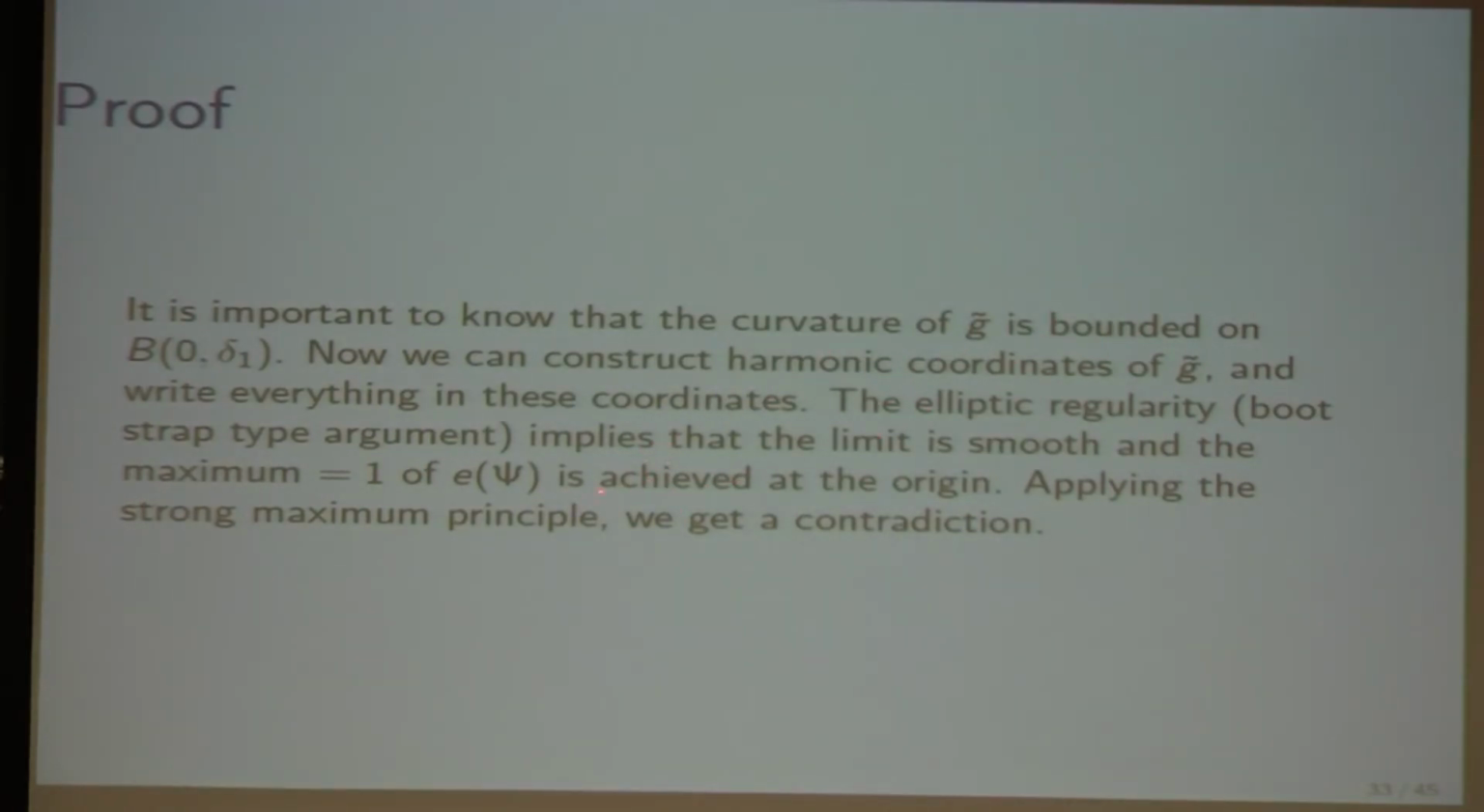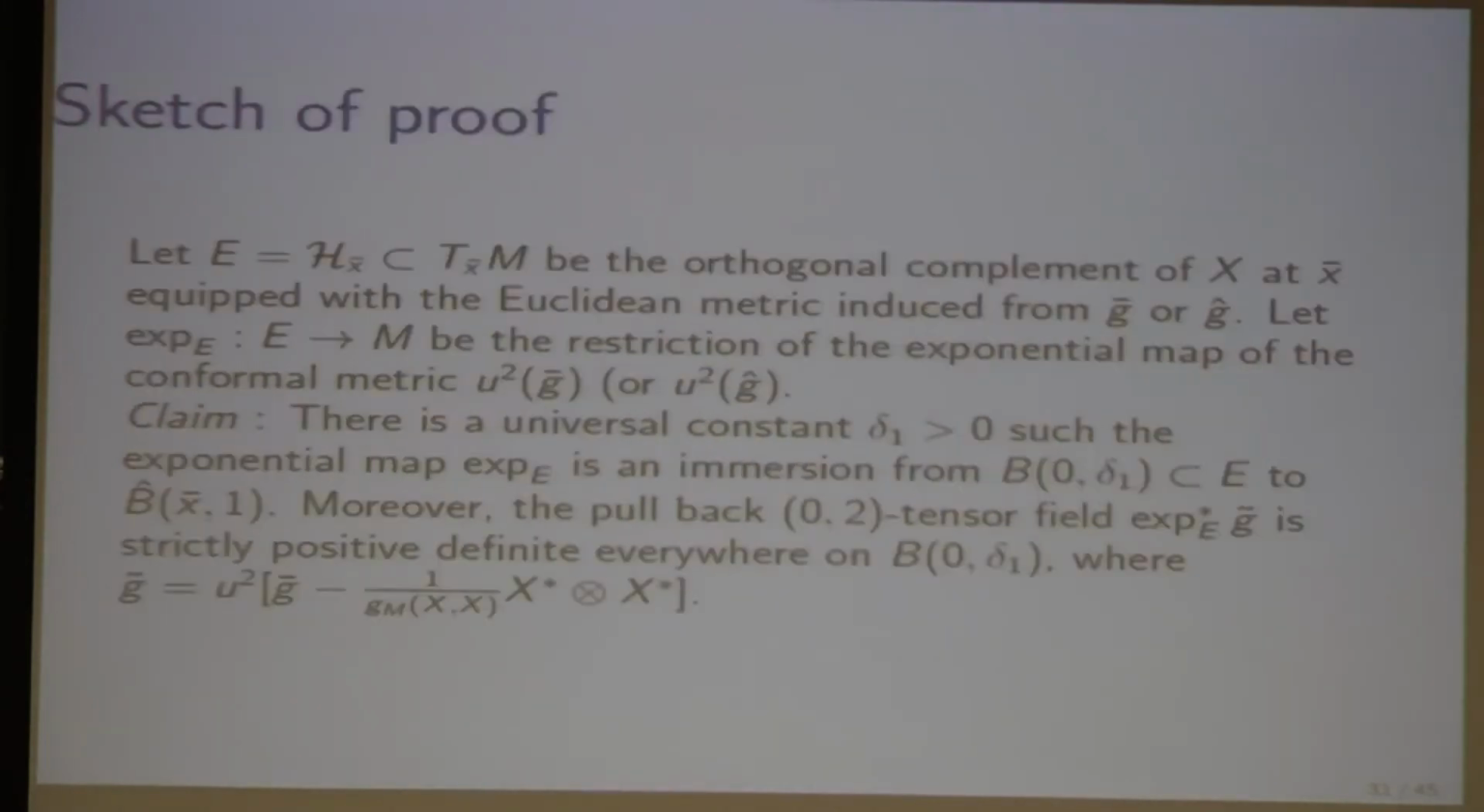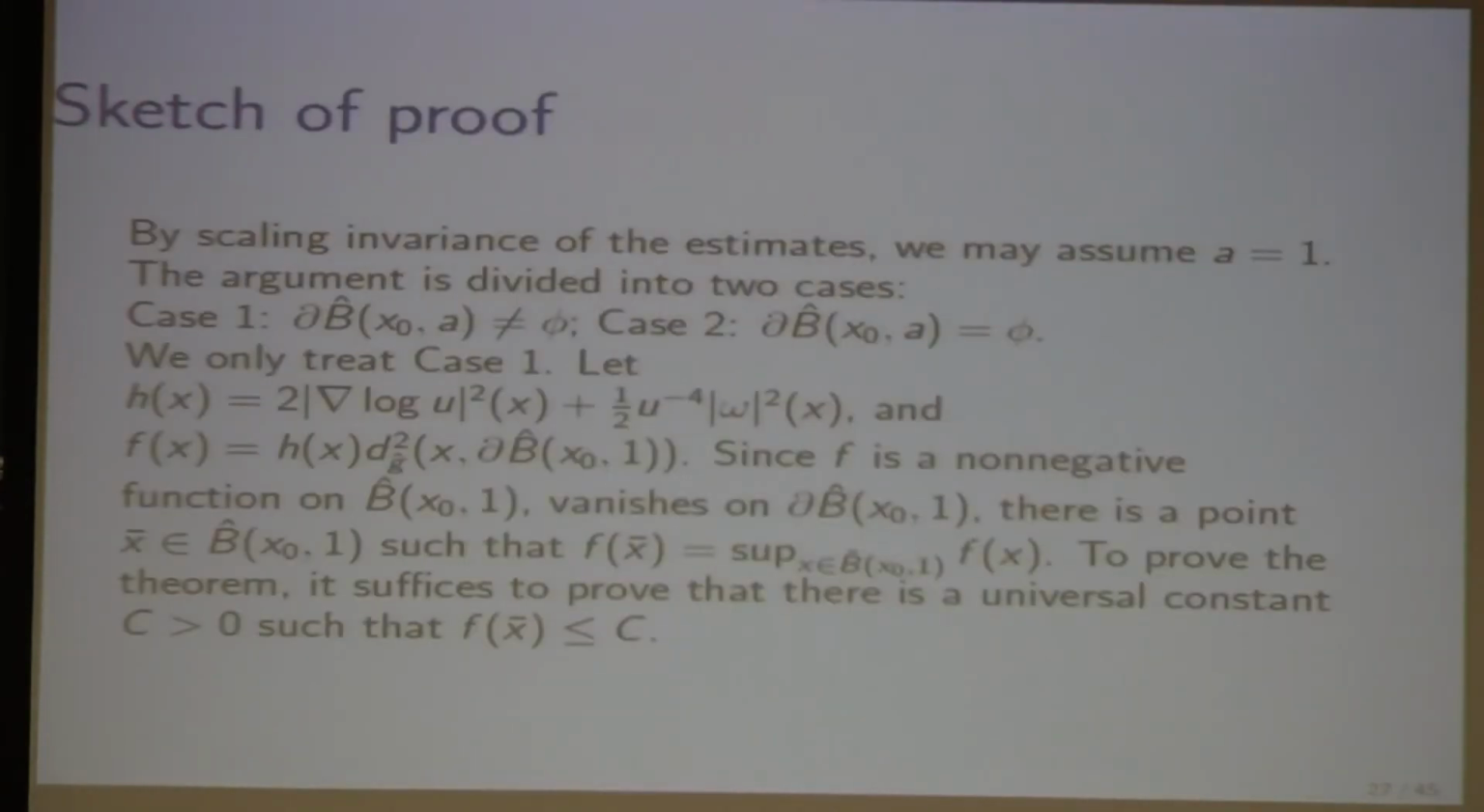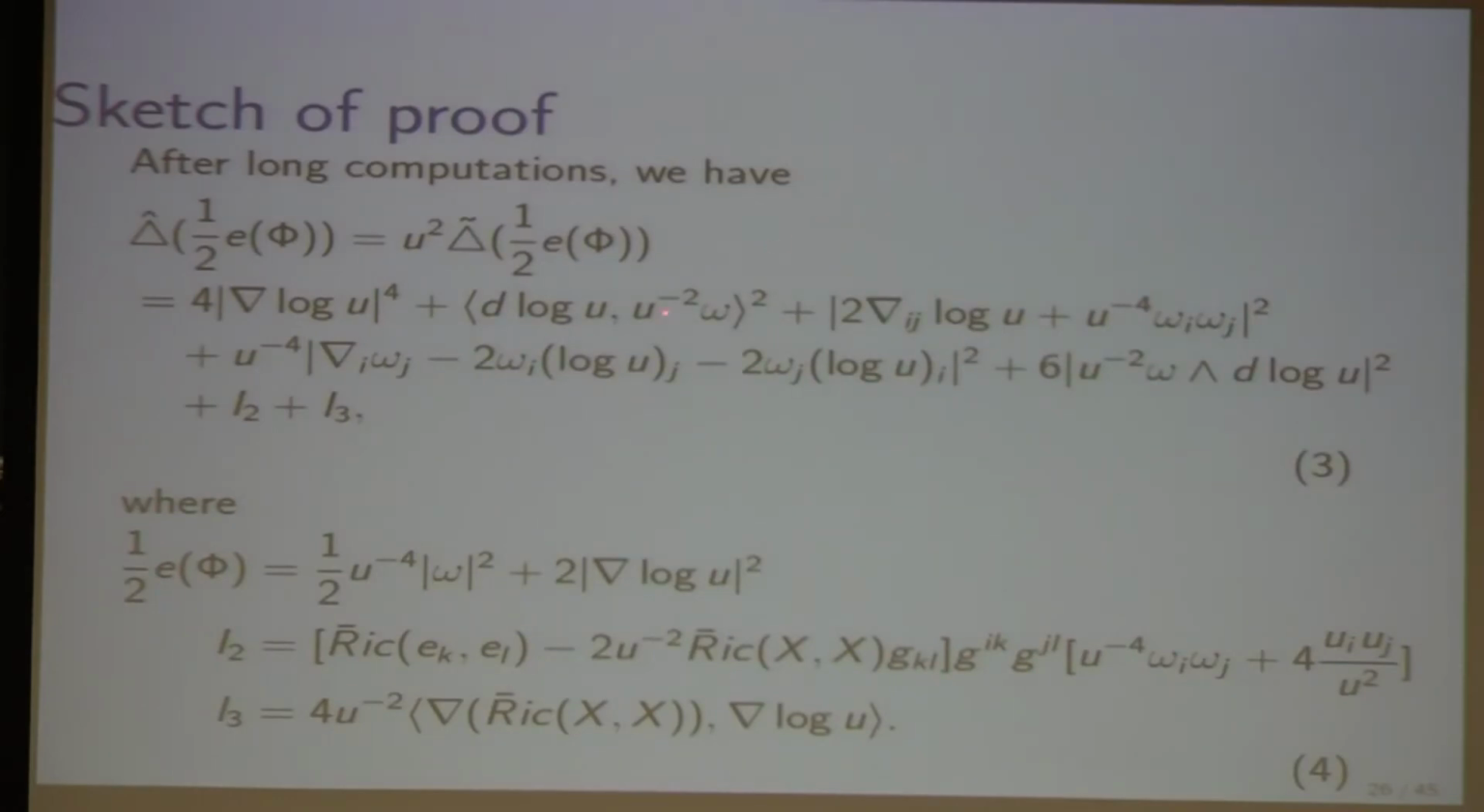If your convergence is weak, then you cannot say. For each sequence, the maximum is 1, but if the convergence is weak, you cannot say the limit still has its maximum at the origin. But here we have C infinity convergence. So the maximum 1 is achieved at the origin. Now we can apply the strong maximum principle to the limit. So we can use the strong maximum principle on this equation. So this is the equation.